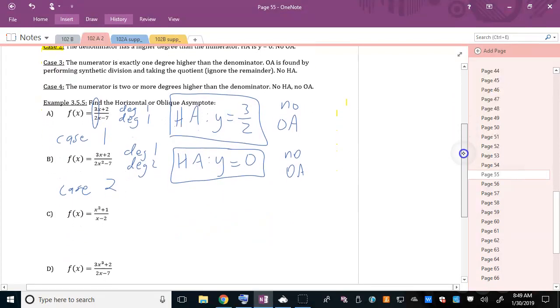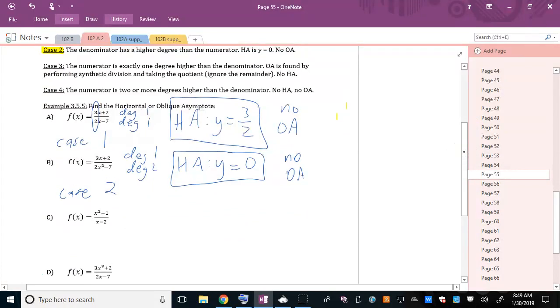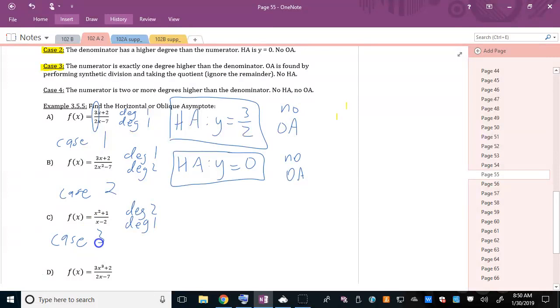Let's shift this down a little bit just so we can see. Our third case, this is probably the hardest case. So here, the numerator is exactly 1 degree higher than the denominator. So if I look at part C here, the numerator is degree 2, the denominator is degree 1. And that is generally what we will have for this third case, because we will have an oblique asymptote, and we're going to find it by doing synthetic division.